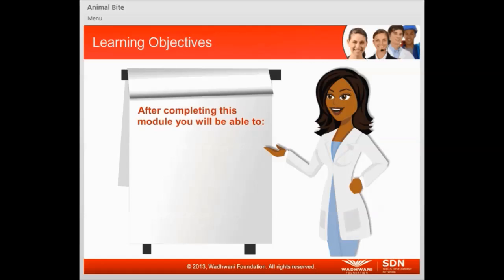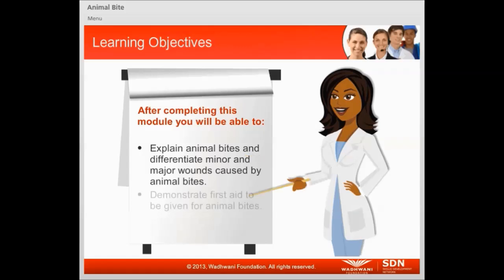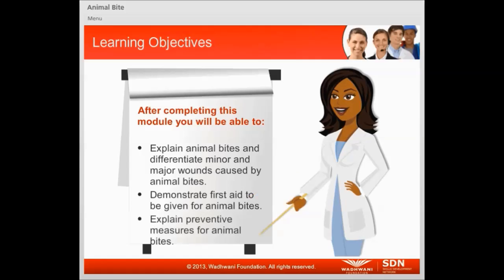After completing this module, you will be able to explain animal bites and differentiate minor and major wounds caused by animal bites, demonstrate first aid to be given for animal bites, and explain preventive measures for animal bites.